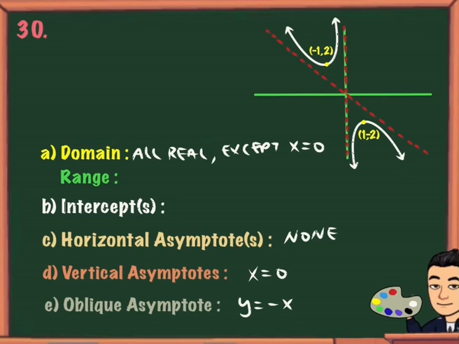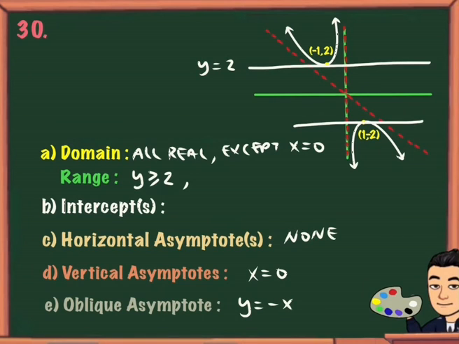The range is going to be a little tricky. So look at this curve. The range is going to be everything above where y equals positive 2. So you're going to put y is greater than or equal to positive 2. For this other part, the range is going to be where y equals negative 2. So you're going to put y is less than or equal to negative 2. Okay, there are no intercepts, so you're going to put none.